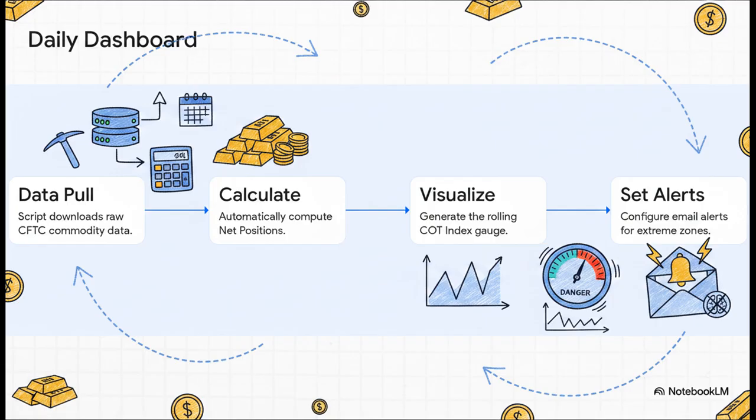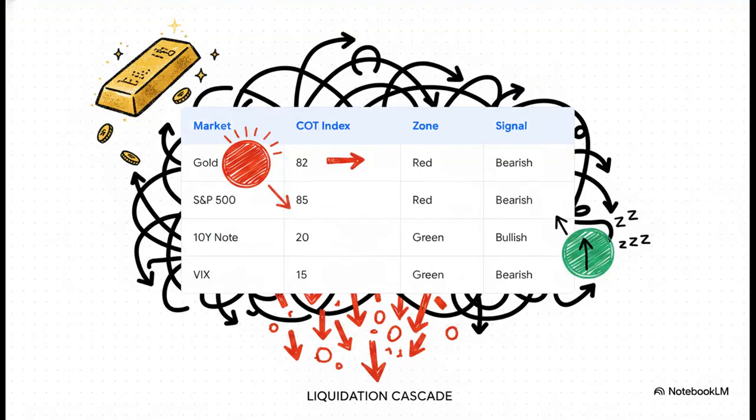Step 2. Have it automatically calculate the net positions. Step 3. Convert that data into a visual 156-week rolling COT index. And Step 4, absolutely the most important part, configure email alerts. Let the system tell you when the market hits extreme zone thresholds, completely removing your human emotion from the equation. Once you build this for gold, you can expand it across the board.